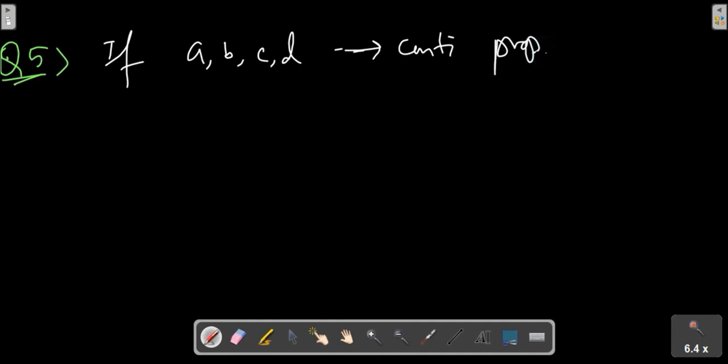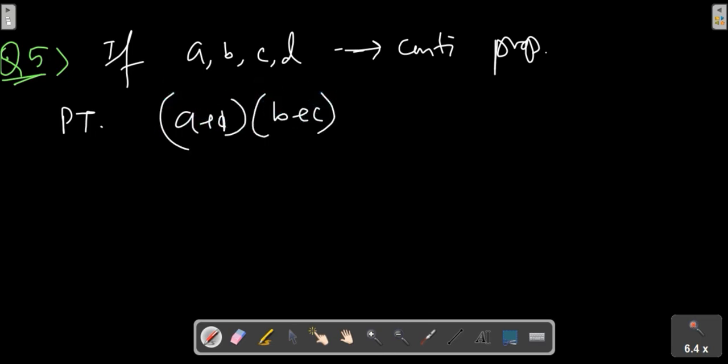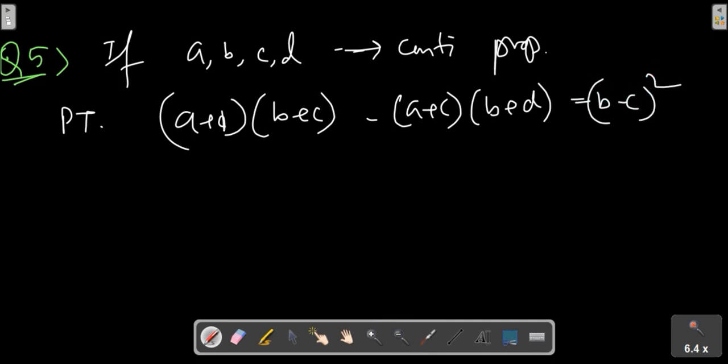So as we have discussed already about continued proportion, we will do it the same way, and we will try to figure out the things. And here we have to prove that A plus D in a bracket, B plus C in a bracket, minus A plus C in a bracket, another bracket B plus D, is equal to B minus C its whole square. So we need to prove this.